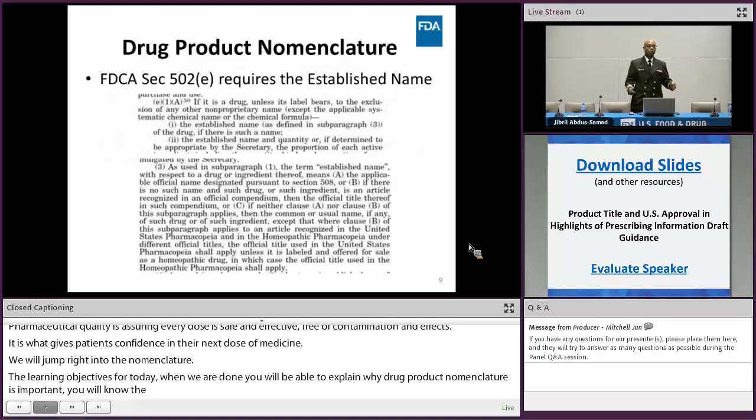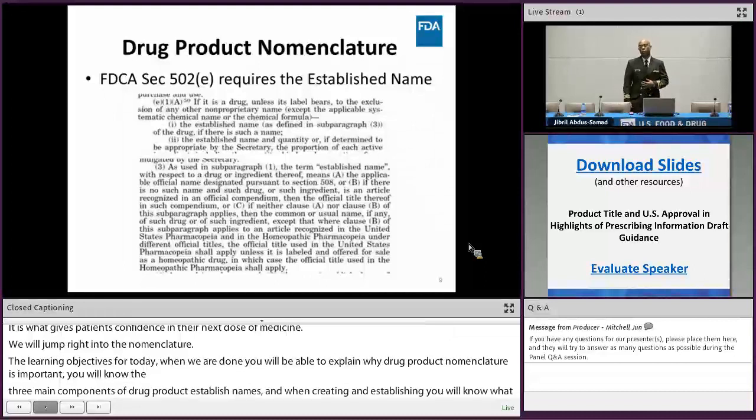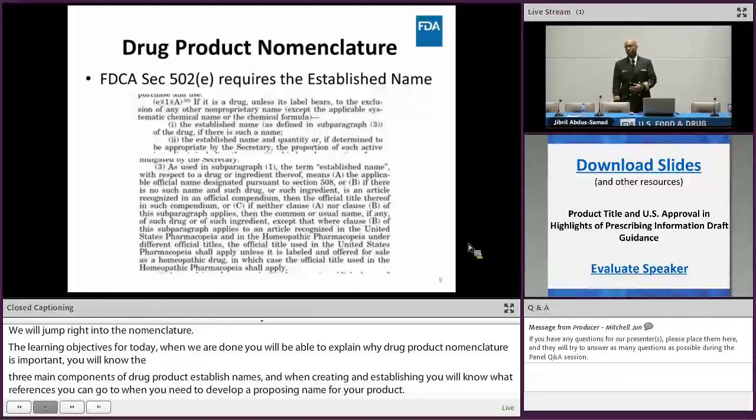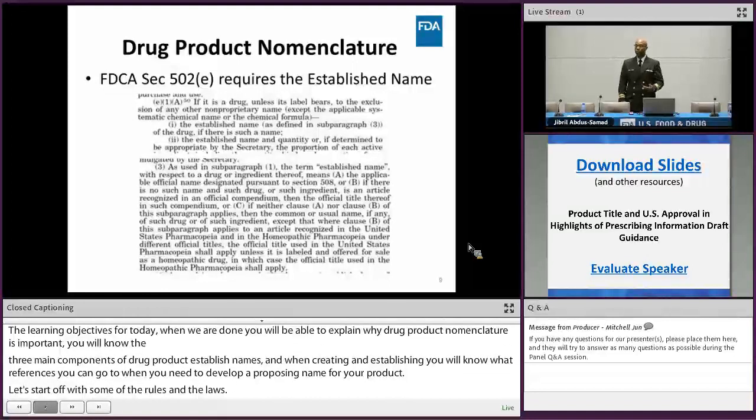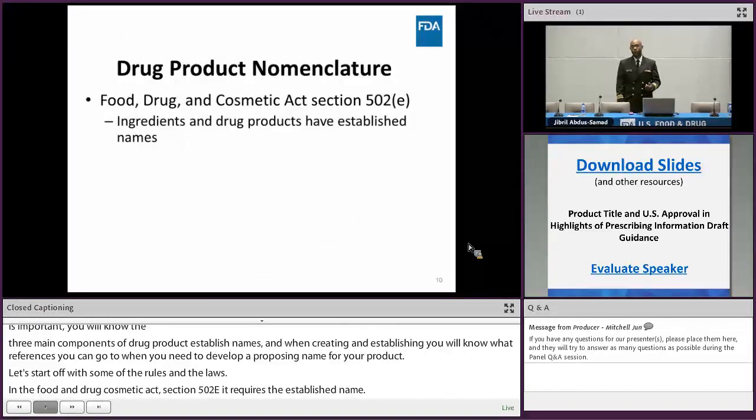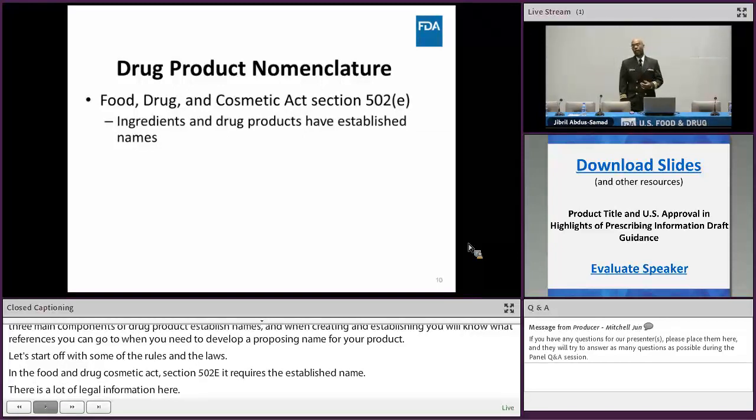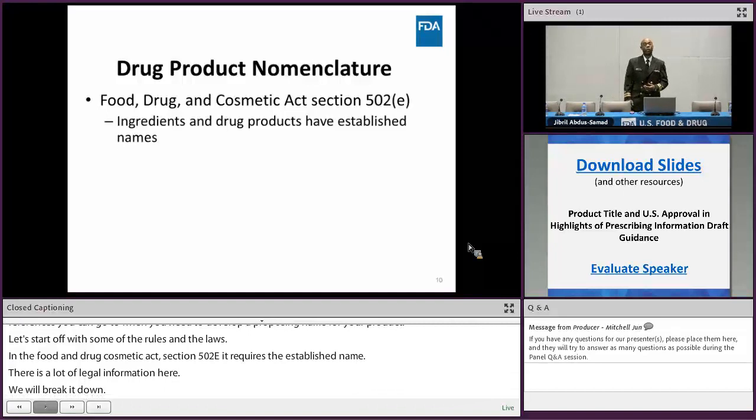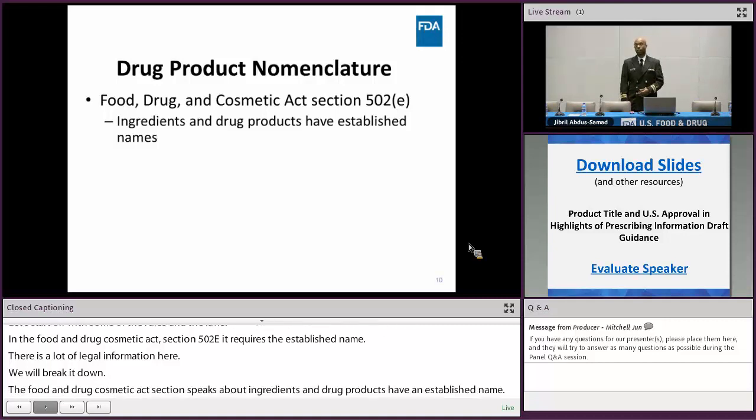So let's start off with some of the rules and the laws that guide what we do. The Food and Drug Cosmetic Act, Section 502(e), discusses the established name. There is a lot of legal information here, so let's break it down. That section speaks about ingredients and drug products having established names. We typically think of established names as just for drug products, but the ingredients, the drug substances, also have established names, and we're required to use those names in labeling.